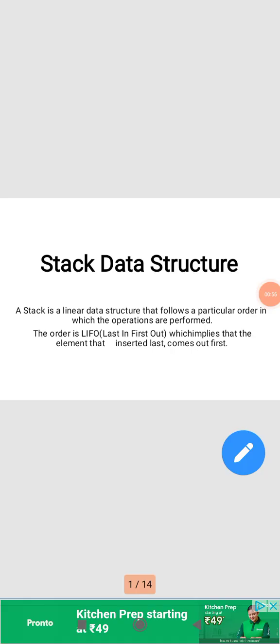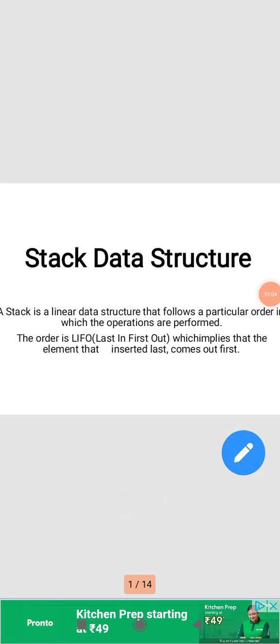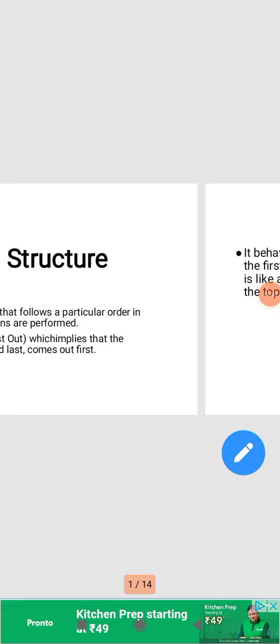So what do you mean by a stack? Stack is one of the linear data structures that follows a particular order in which the operations are performed. The order is last in first out. For example, we are keeping books one on top of another. Which one are we taking first? The last one we kept will be taken out first. That is called last in first out, which means the element that is inserted last comes out first. First I am inserting 10 at the bottom, 10, 20, 30, 40, 50. So what element will be on the top? 50. So when we are retrieving, 50 will be taken out. That is called stack data structure.